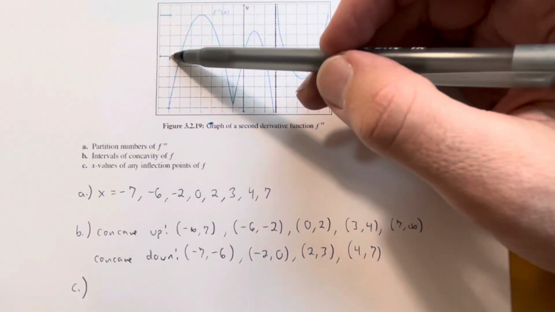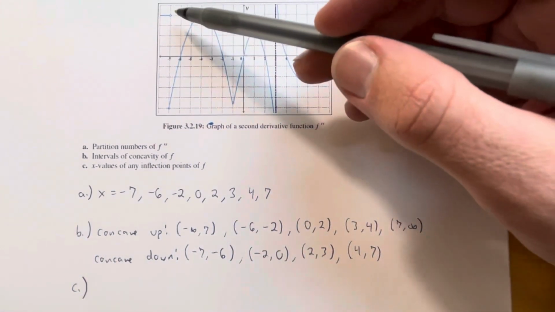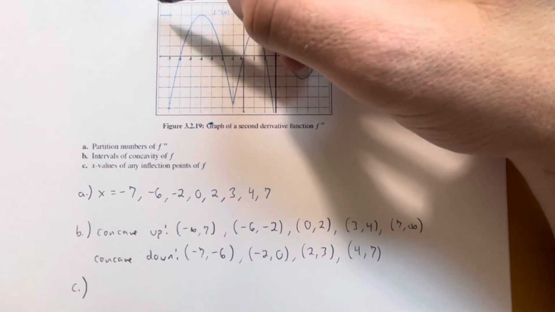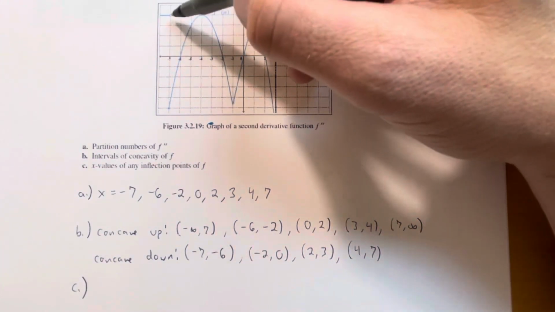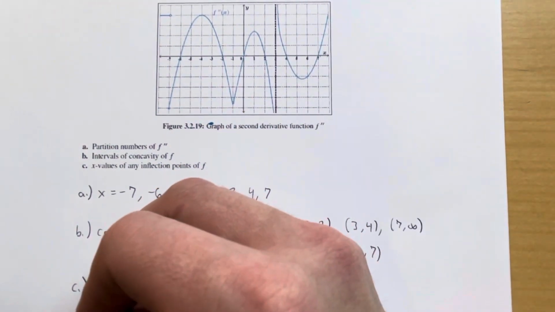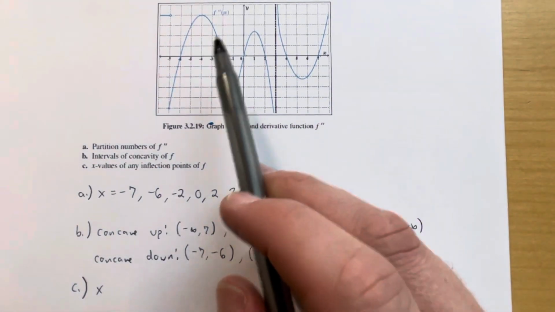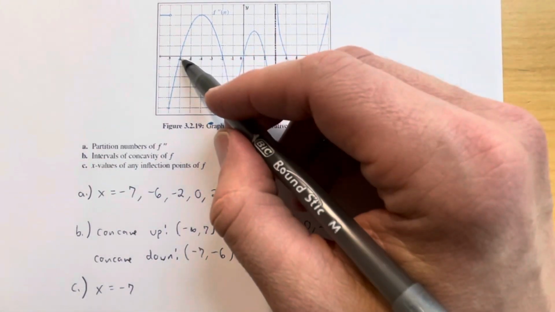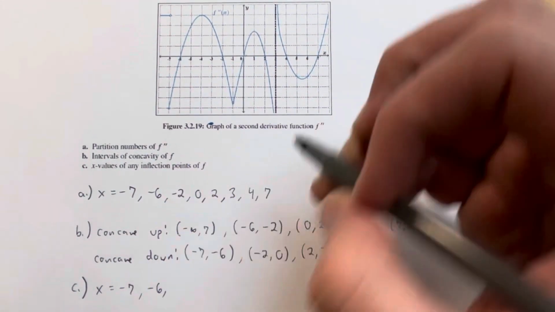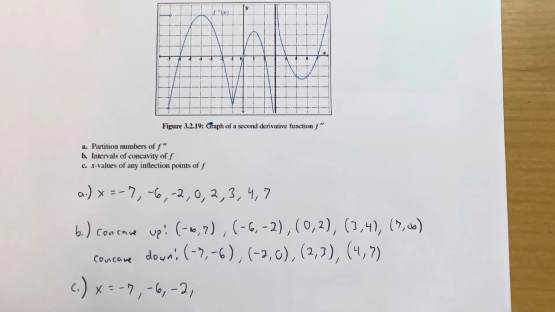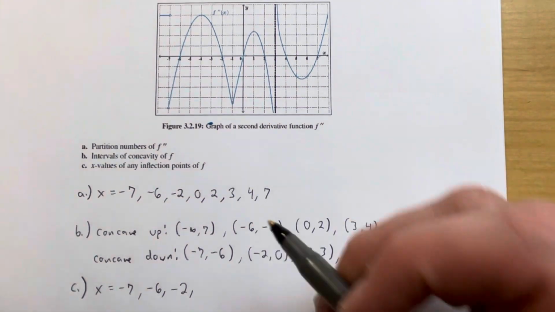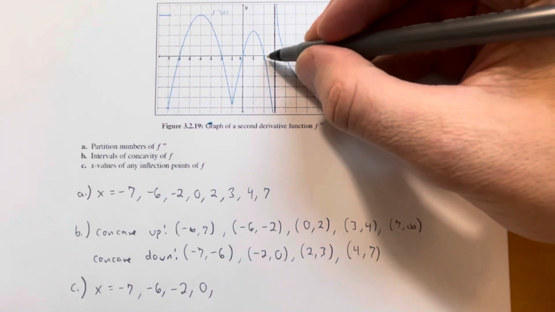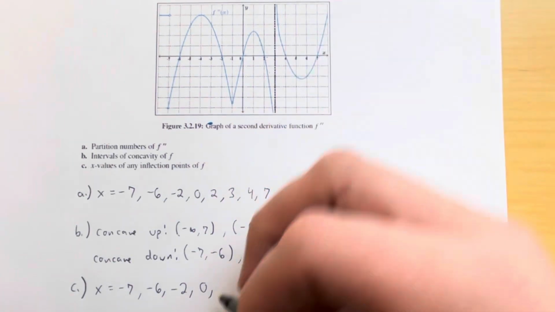So at -7, f double prime does not exist, but we're told that f is continuous there. And we do see a change from concave up to concave down, because f double prime goes from positive to negative. So we do have a change in concavity happening right there at x equals -7. It happens again at x equals -6. Again at x equals -2. Notice this is going to be almost the same list that we gave in part A. It happens again at 0, changed from negative to positive there. Again at 2, it changes from positive to negative there.